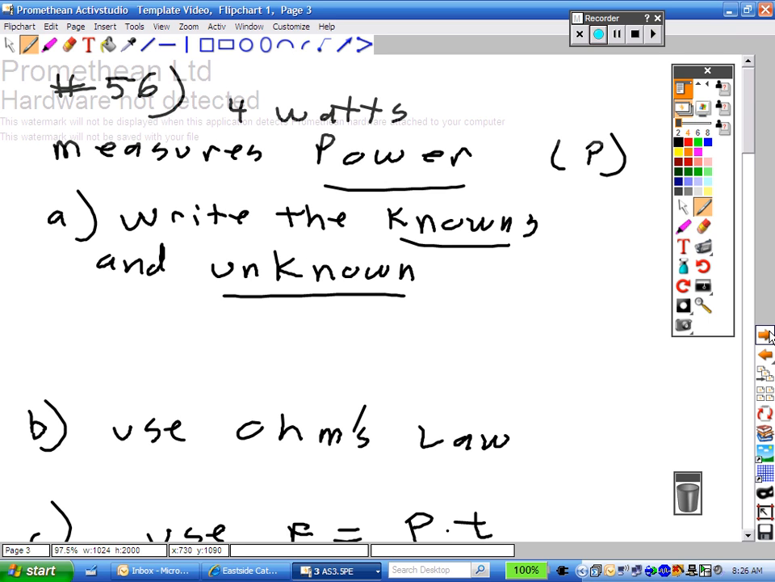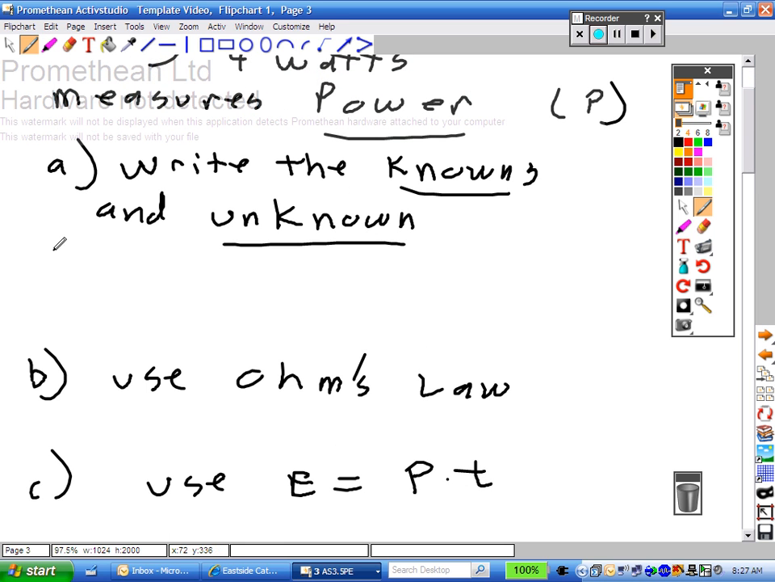Number 56, they tell you that you have 4 watts. 4 watts is a measure of power. So when you use your formula sheet, you want a formula that has power in it. So for part A, write the knowns and unknowns as we're getting used to do. Make a little list of the knowns and unknowns. So I'll give you a hint.